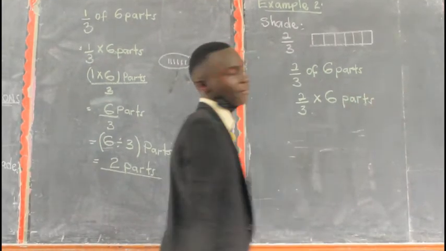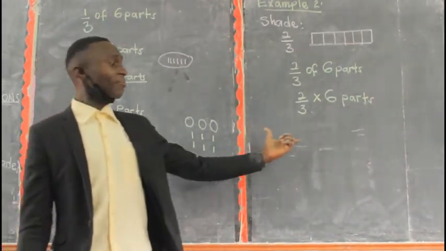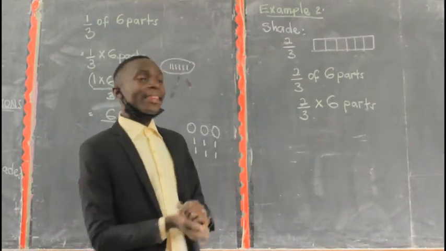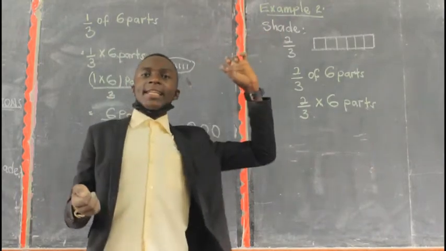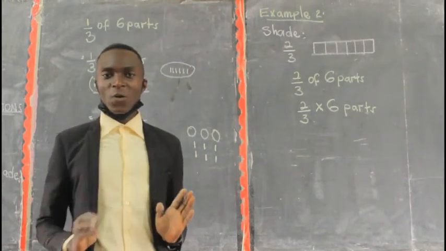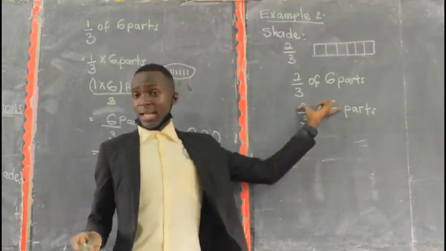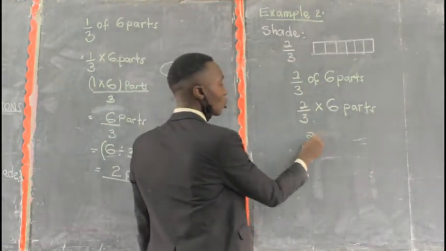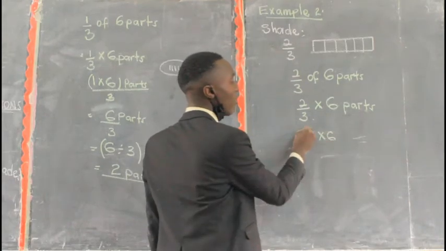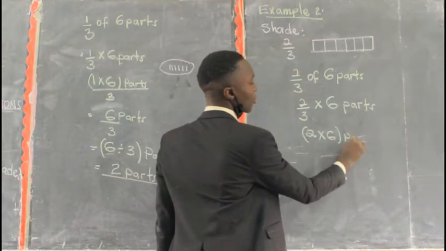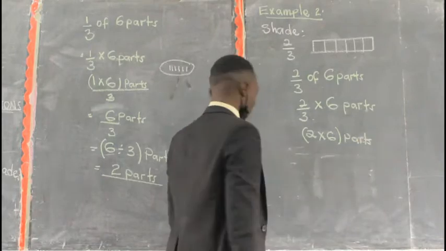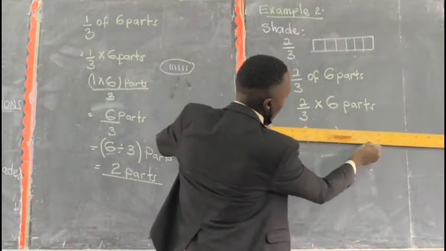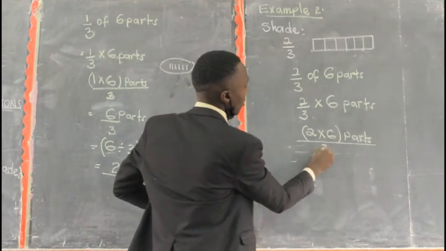As I told you in the first example, we multiply the numerators only and we leave the denominator down. Numerators are the upper parts of the number. So we multiply 2 times 6. Remember, these are our parts. Also, divide by the number out of 3.